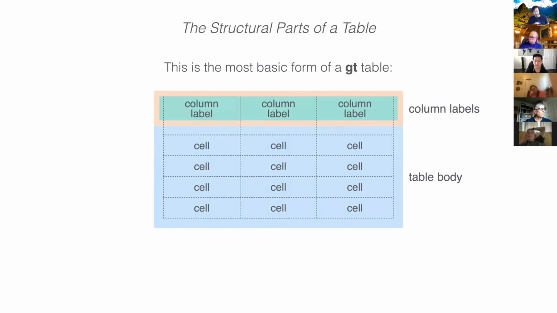So the GT package essentially formalizes the parts of a table. And we call them just parts. We can call them structural parts, because they add structure to a table. But let's start from the beginning here. So this is a very simple table. It has column labels, a few columns, a few rows. Intersections of columns and rows are cells. The cells are in the table body, and the column labels are in the column labels area. So that's the most basic form of the table.